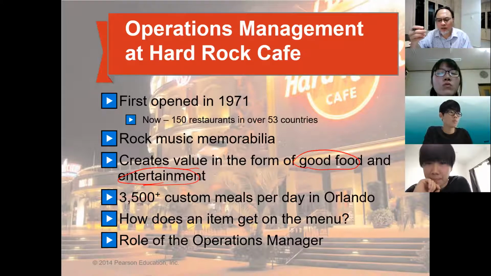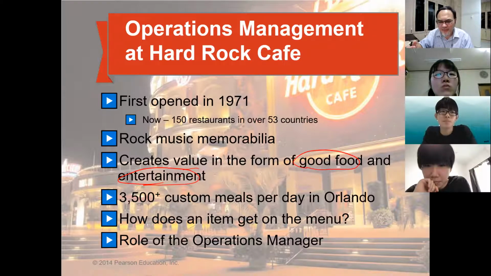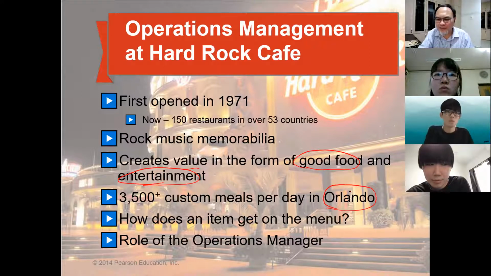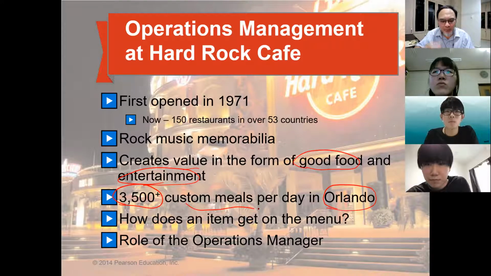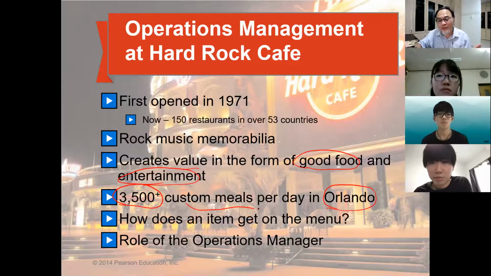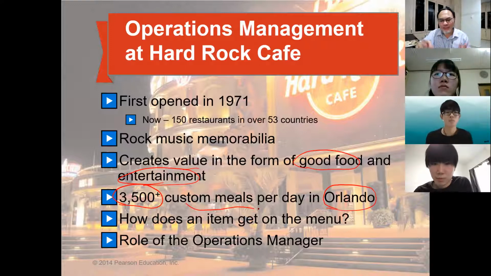Okay, it's a combination of products as well as service, because the product is the food, right? The food that you actually consume or you eat. And imagine in Orlando, Hard Rock Cafe, but of course this is pre-COVID. This is not now. Now probably the numbers have changed. 3,500 custom meals. Custom meals mean you prepare individualized orders, not the same for everyone. This is not only one, but 3,500 different kinds of products produced in that place.